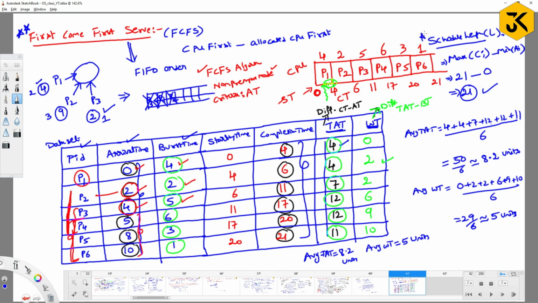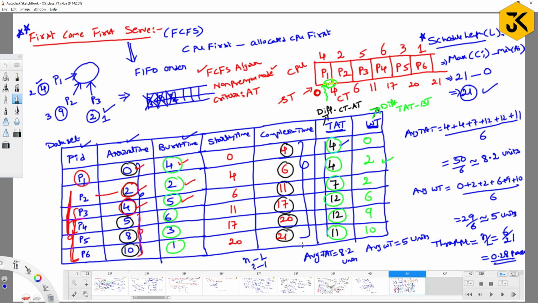And next we can calculate the throughput. What is throughput? If n processes take a schedule length of L, then for one unit of schedule length, how many complete? If you have gone through the video on various scheduling terminologies, you can understand this. I can say it is n by L, which means 6 by 21, which is about 0.28 processes completed per unit of time.